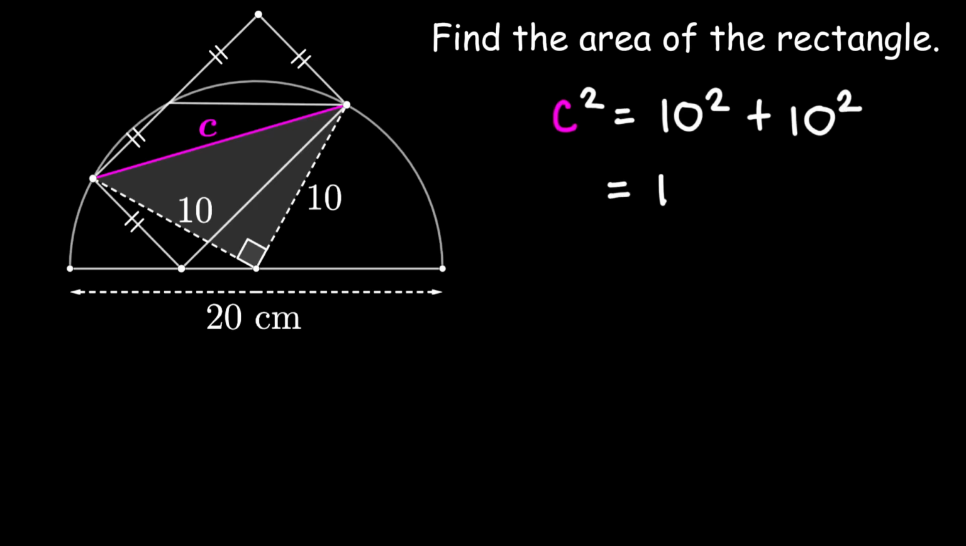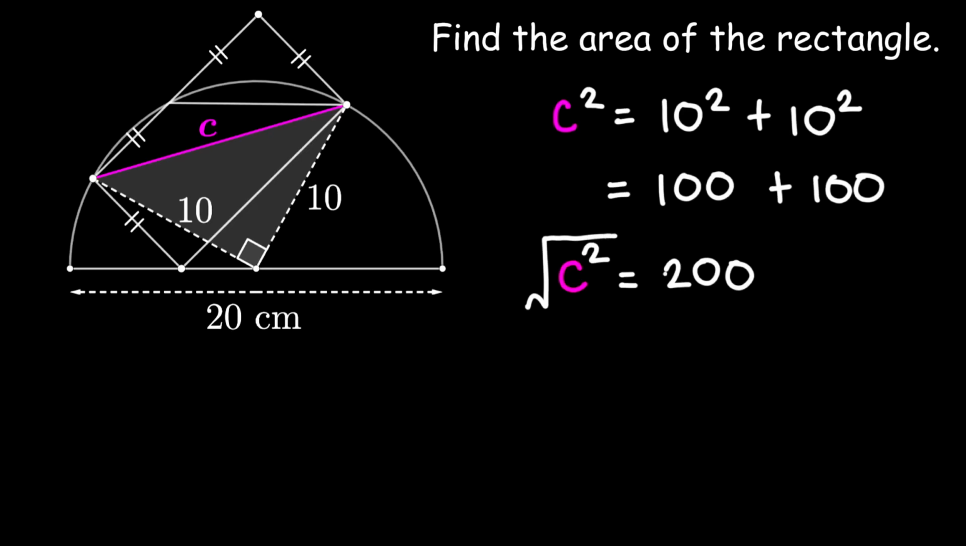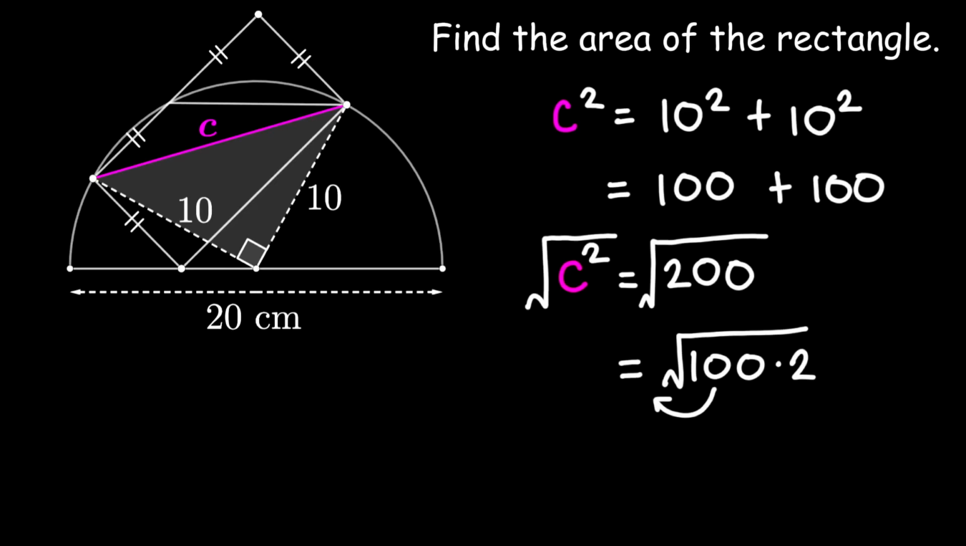10 squared is equal to 100. C squared is equal to 200. Take the square root of both sides. Rewrite 200 as 100 times 2. Take the square root of 100, which is 10. So C is 10 square root of 2.